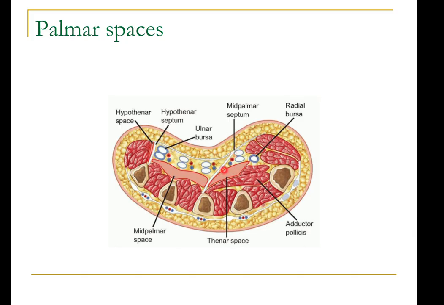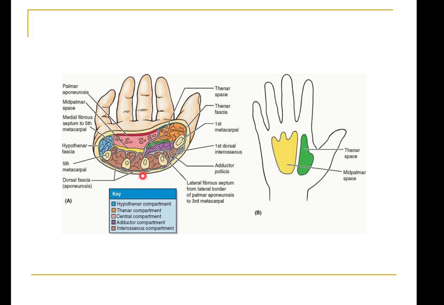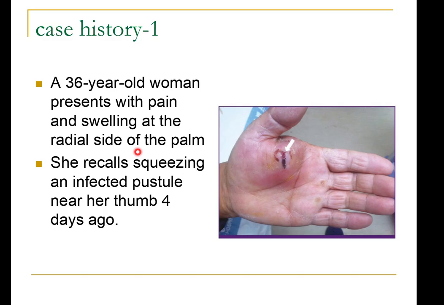Now underneath that you can see this is the thenar space and this is the mid-palmar space. Here you can see this is the adductor pollicis and these are the interossei which are present between the metacarpal bones. So here you can see the extent of the thenar space and here you can see the extent of the mid-palmar space.